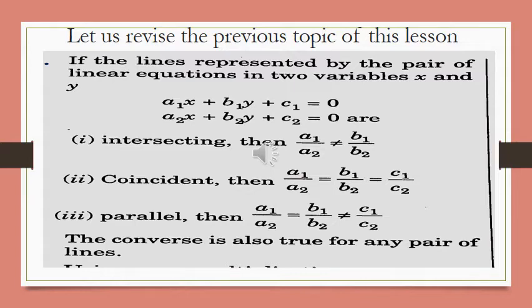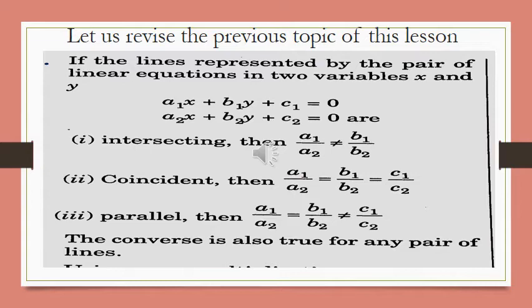parallel lines. How? See the coefficients of x: a1 upon a2, take its value, and then take the value of b1 upon b2. If they are not equal, then the lines are intersecting lines. Now, if the lines are coincident lines, then all three ratios, that is the ratios of the coefficient of x, the coefficient of y and the constant term, are equal. So when we calculate these and get all three ratios equal, then the lines are coincident lines.